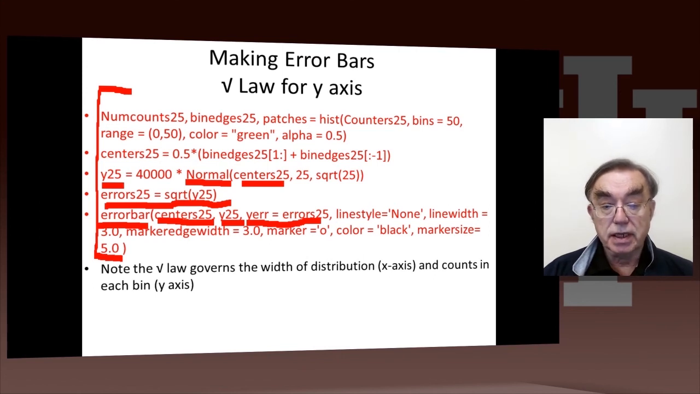And here we have the other things we want to do. We have a marker, which is an O, a color, which is black, a size of the marker, which is 5, and I've scribbled over it, but there's also a line width specified in points.